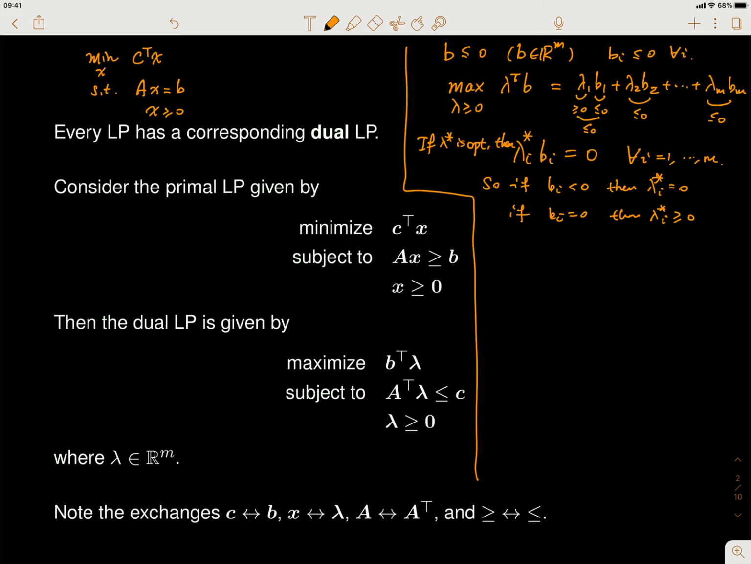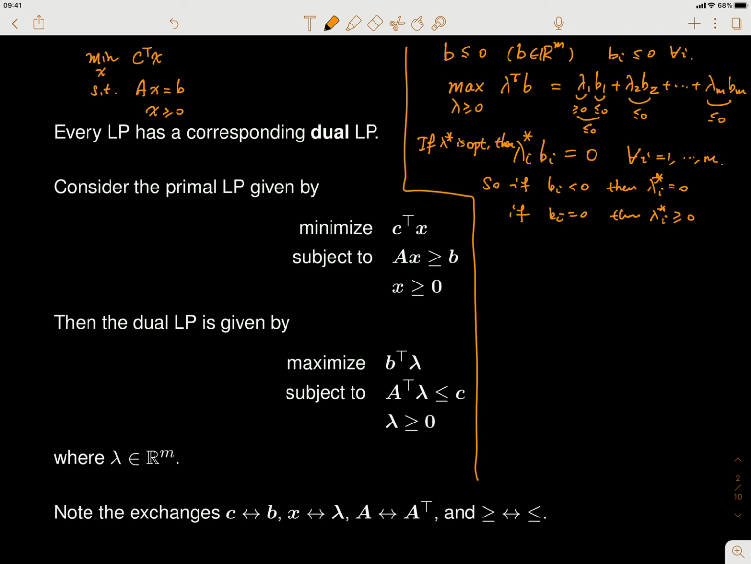So that means we can easily solve this problem: maximize lambda transpose times b, or inner product of lambda and b, under the constraint lambda is greater than or equal to 0. The solution is that if bi is less than 0, then lambda i star must be equal to 0. And if bi is equal to 0, then lambda i star can be anything. That would be the solution to this problem.